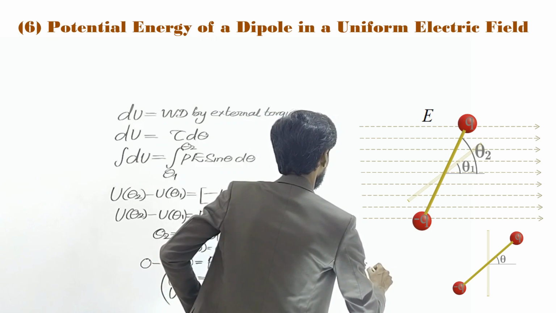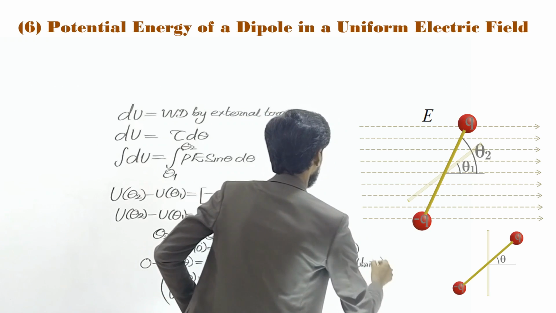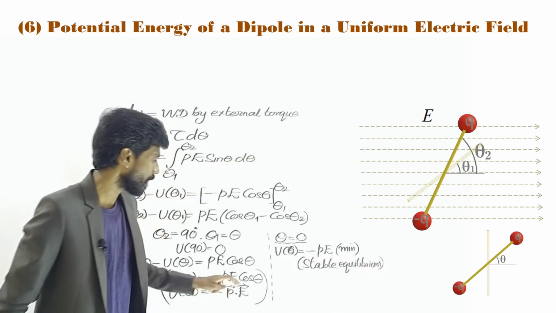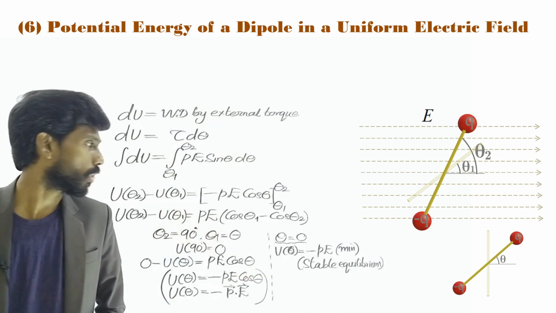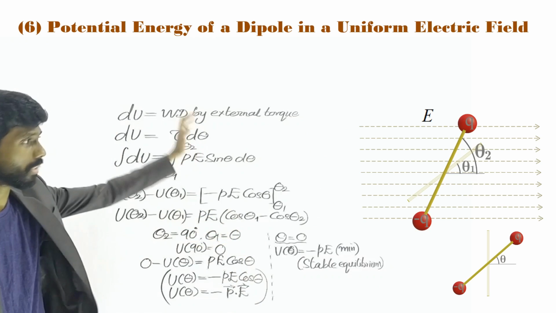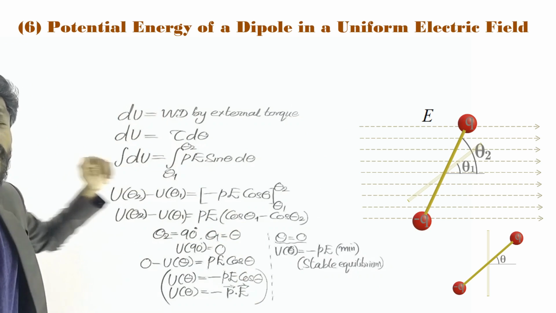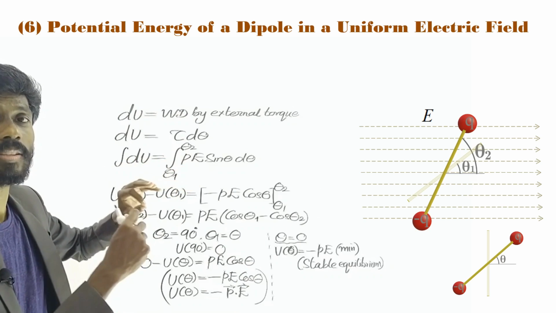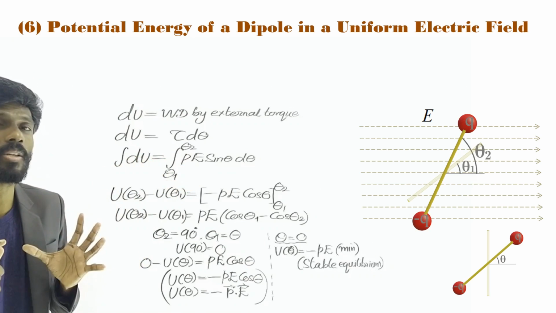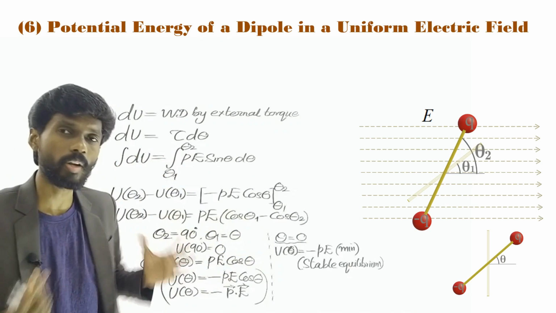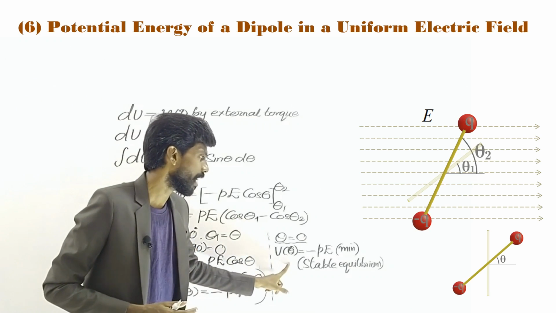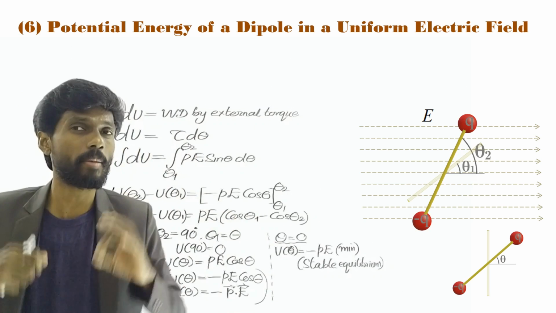If you remember the concepts of equilibrium, stable equilibrium and all that. When theta is 0, the dipole is horizontal, that means the angle with the electric field line is 0. So the torque is 0. When the torque is 0, it is in equilibrium. But particularly when the potential energy is minimum, that is called a stable equilibrium.